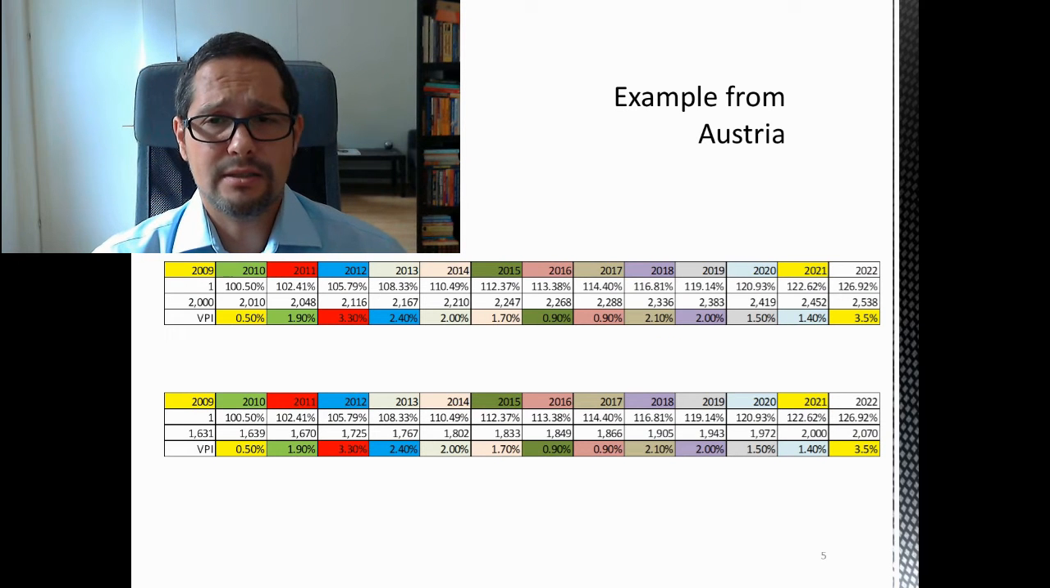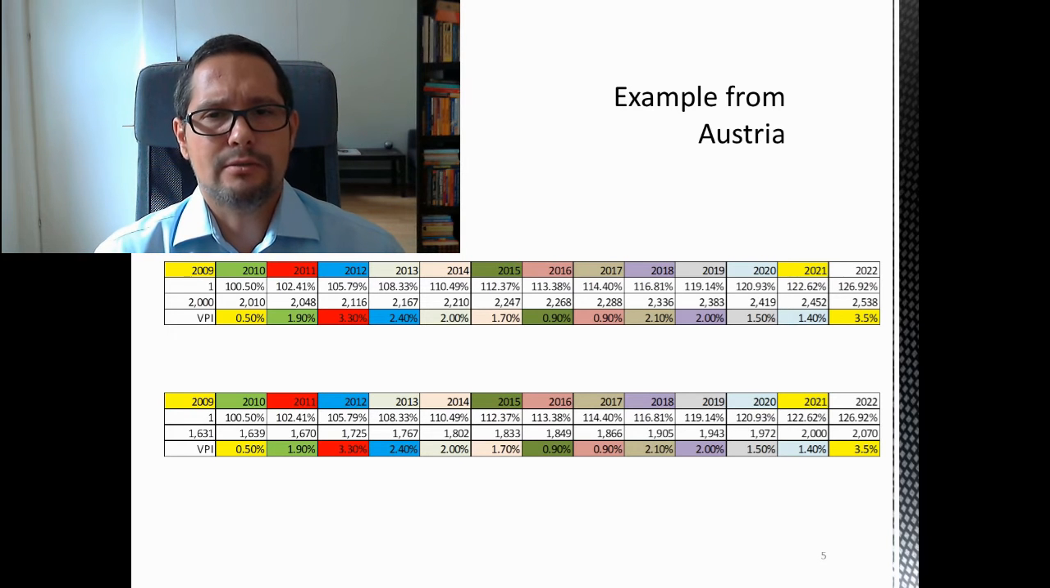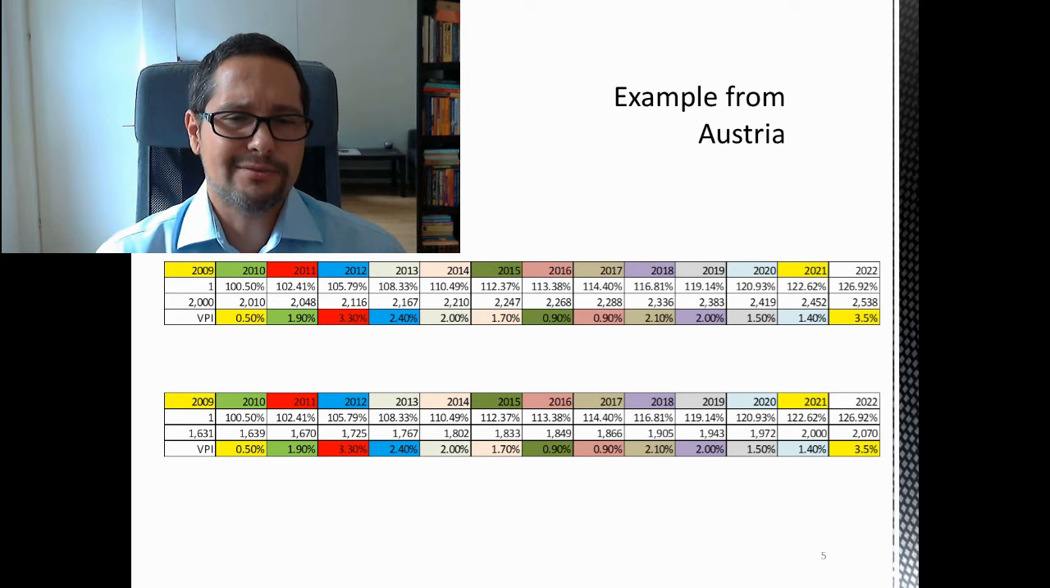Then there is a simple numeric example from Austria, which is otherwise known as a very mature, stable, developed economy and so on. When you are being told that actually inflation is not a problem, I'm having here a horizon of almost 13 years, and two tables.